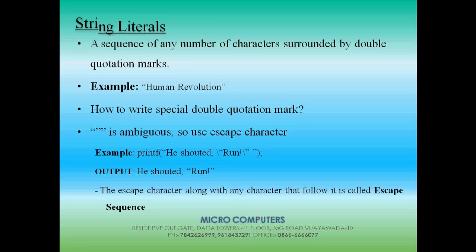For example, here we can just write for human, he shouted, and then this backslash. This whole string is written in double quotes. Whereas to print these double quotes, once again we write them with a backslash before the double quotes. The escape character along with any character that follows it is called an escape sequence.